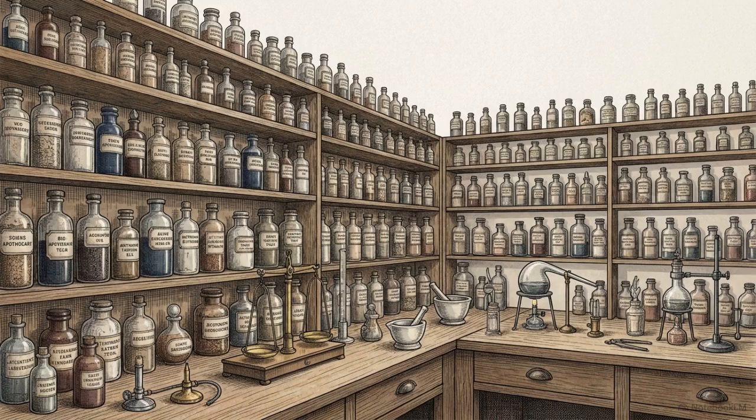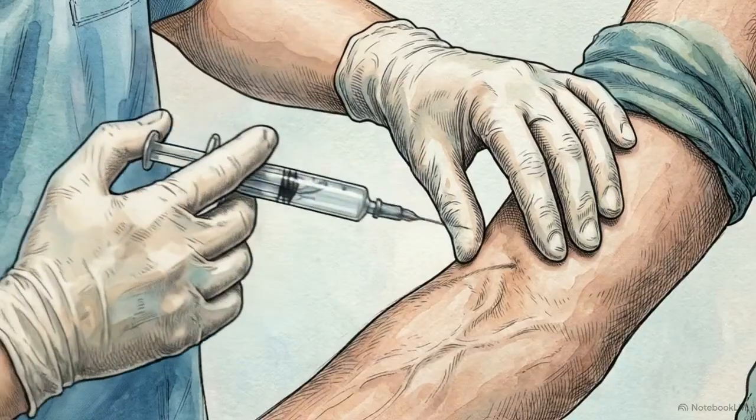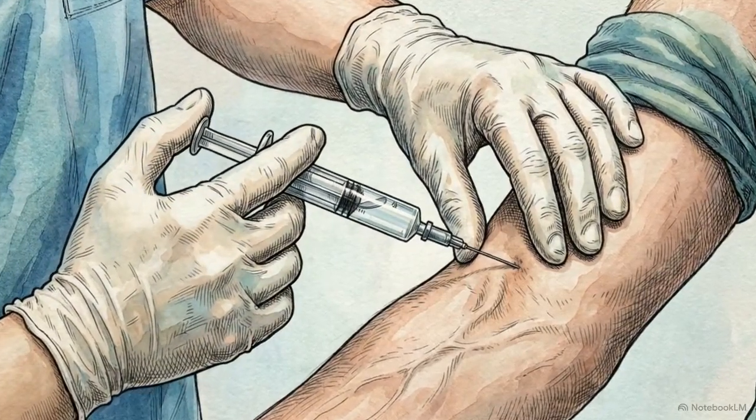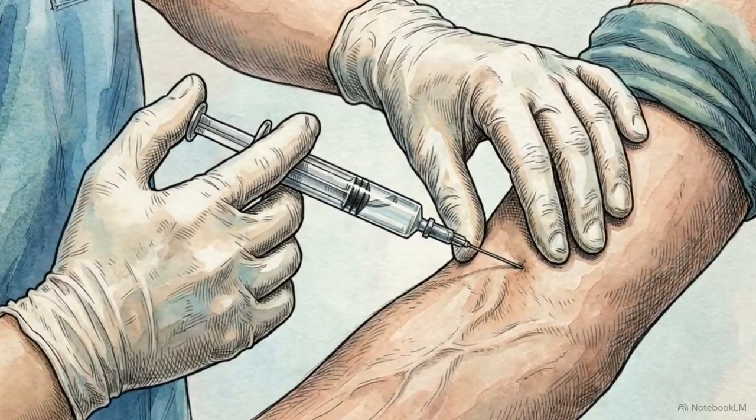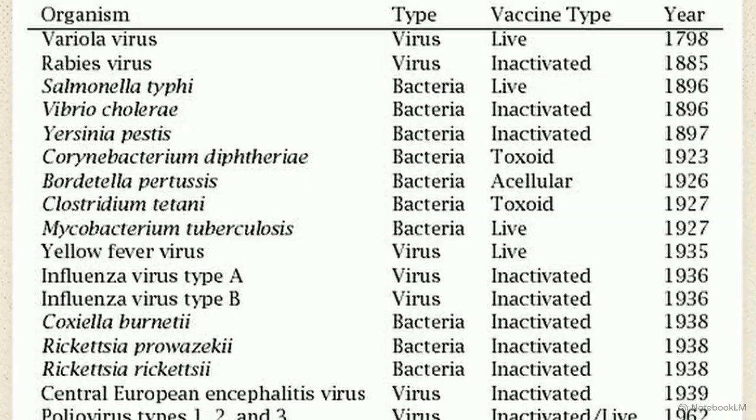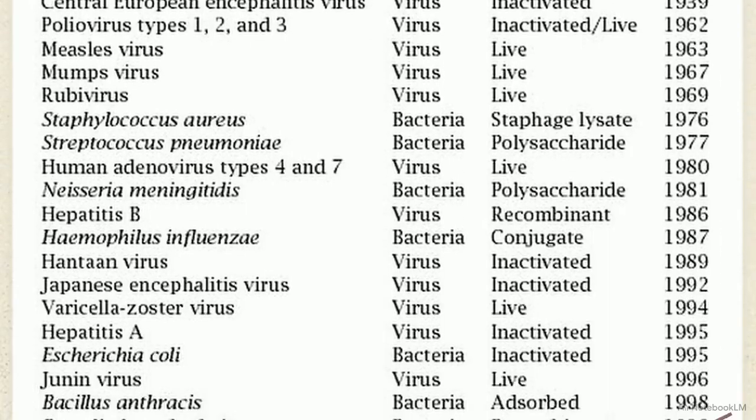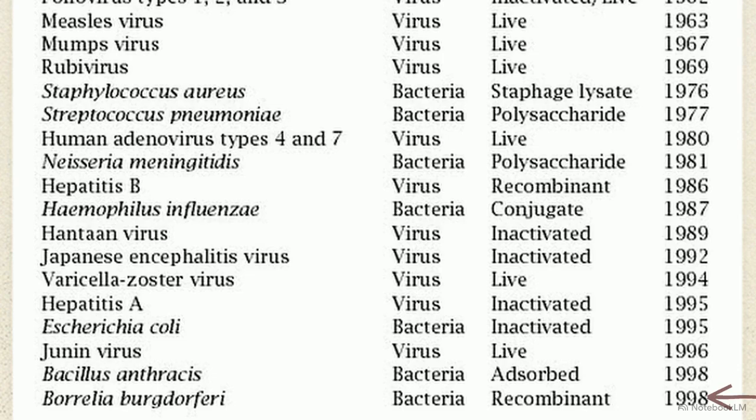Historically, the science of vaccinology has relied on a straightforward empirical method. Take a pathogen, kill it or weaken it, and introduce it to the human body to generate protective immunity. This table details the specific organisms we have successfully built vaccines for. It is a dense record of development, extending across centuries of medical research.